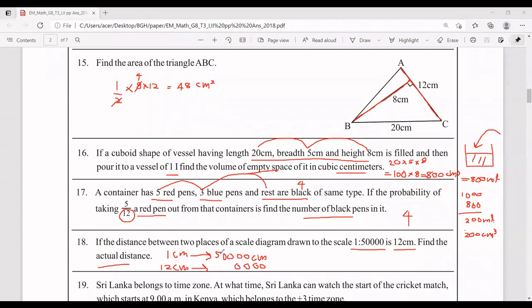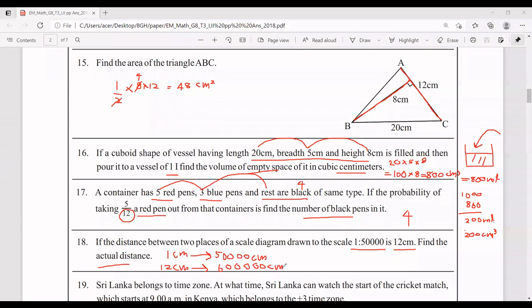After writing 4 zeros, what is the number remaining here? 5. After writing 4 zeros, 5 remains. 12 multiplied by 5, what is it? 60. So put 60 here. So in the scale diagram, 12 centimeters represents 600,000 centimeters.